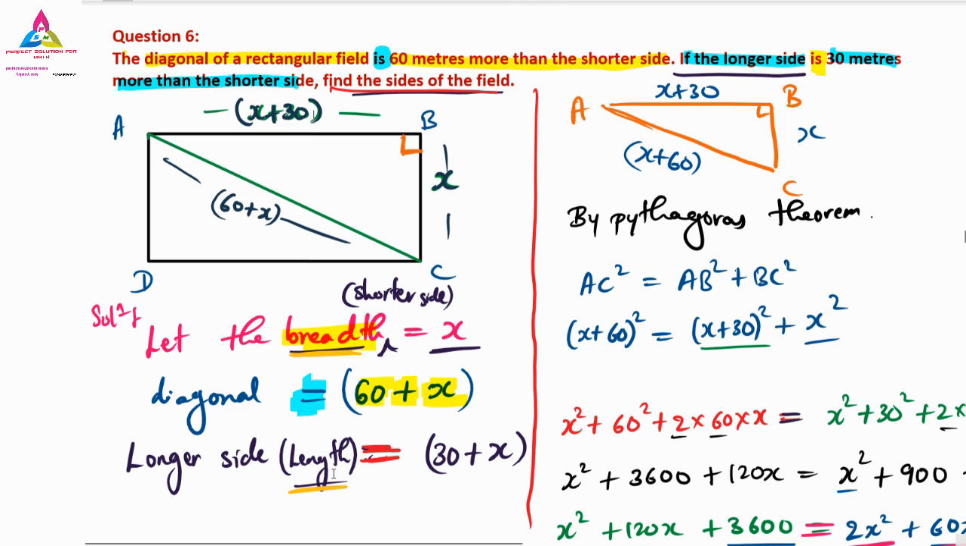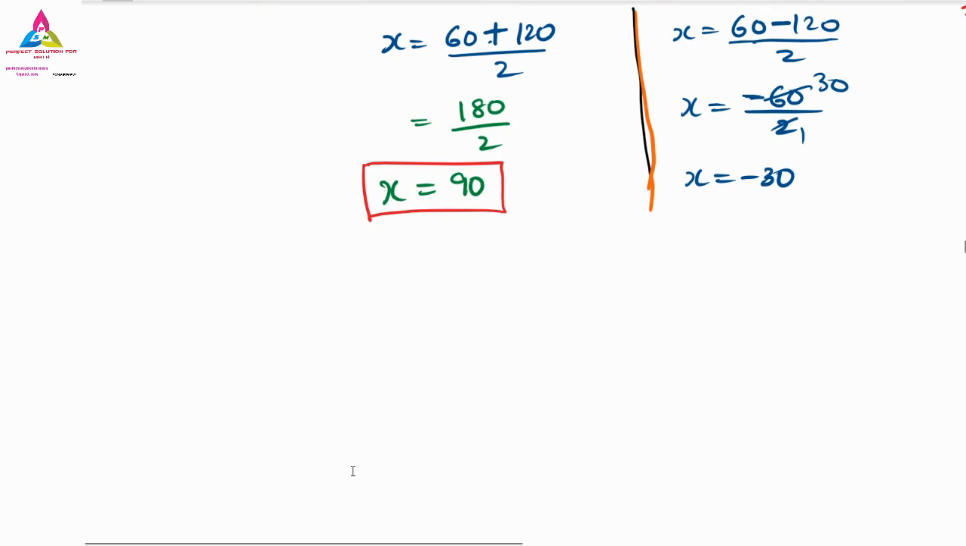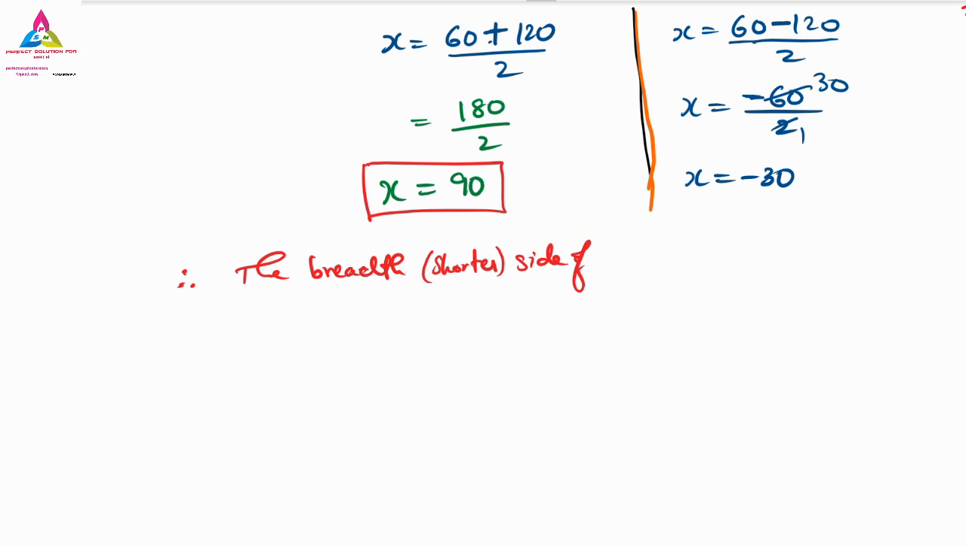So we have taken the breadth as x. So we have to write down here: therefore, the breadth, or we can write it shorter, the shorter side of the rectangle is equal to x, that is equal to positive 90 meters. Positive we have to write.